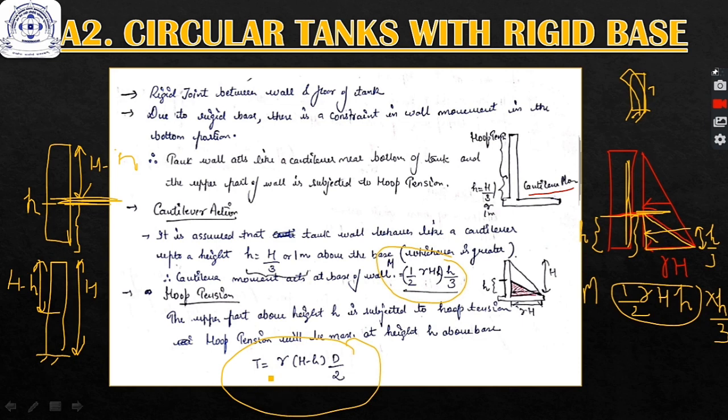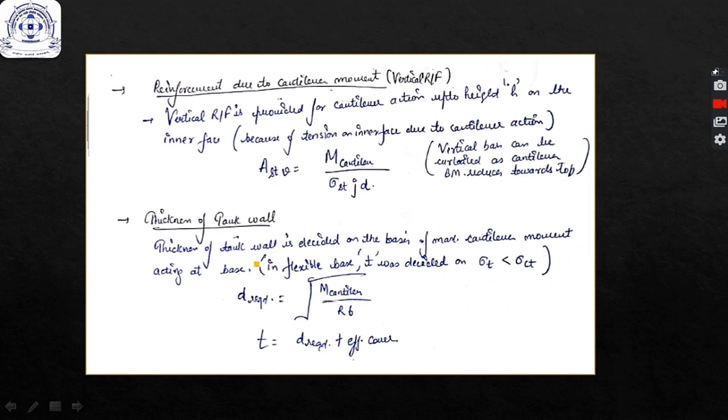Now for this particular force, hoop tension, we will be providing the hoops or rings as done in the previous case. So reinforcement due to the cantilever moment will be provided in the form of vertical reinforcement up to small h height on the inner face, because due to cantilever action, the inner face will undergo tension. And the reinforcement will be calculated by the formula Ast is M upon sigma st j d. I have already explained this formula to you while we were discussing the working stress method.